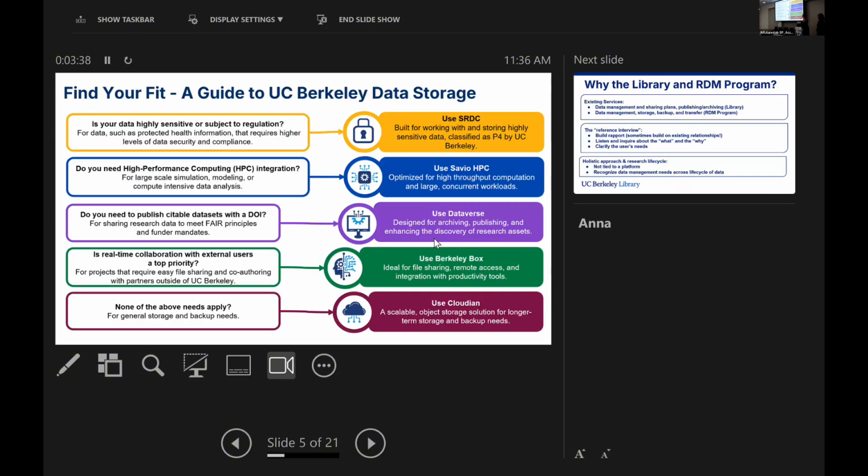This is one of the visual tools that our great communications team at Campus IT came up with. This was a guide for finding a fit to where your data could go. Looking at when you should be using secure research data and compute, or Savio, or high performance computing on campus. Data publishing, anything citable with a DOI, would go into Dataverse. When you would want to use Berkeley Box for collaboration, and really for anything else, using Cloudian for basically all of the other storage needs that you might need.